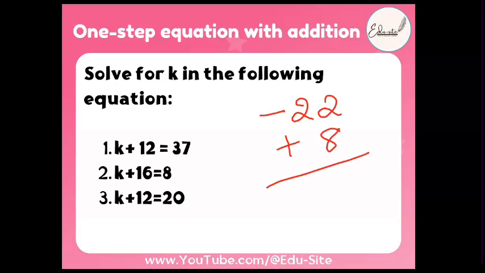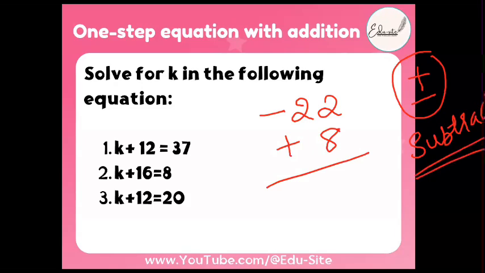Negative 22 plus 8. Whenever you have plus and minus, what you have to do is a subtraction operation. You have to subtract both of these numbers. This is the operation, and then you have to see, this is the procedure, okay?